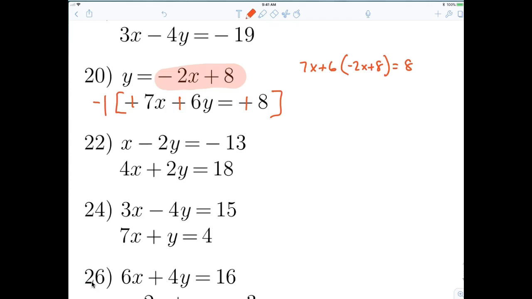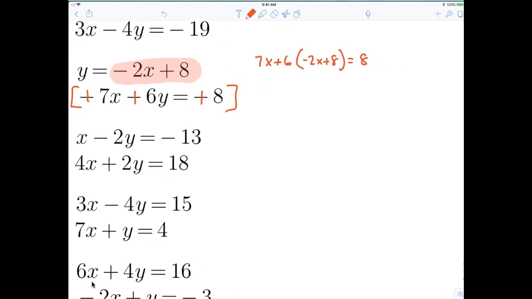All right, now it's just a matter of are you good at algebra or not? Just combining terms, simplifying an equation. So here we go. 7x minus 12x. Everybody happy with that? Negative 5x equals negative 40. Everybody happy? So x equals what? 8. X equals 8.